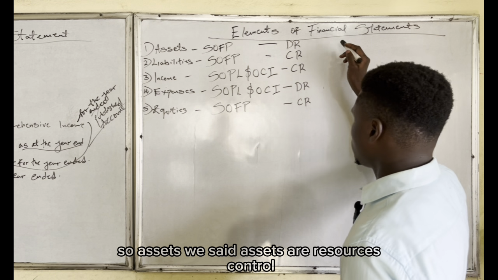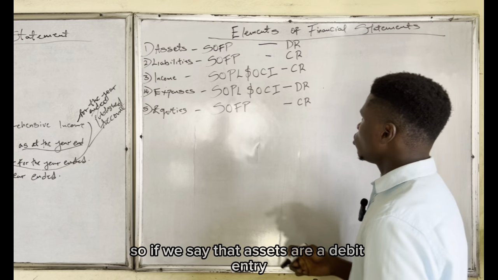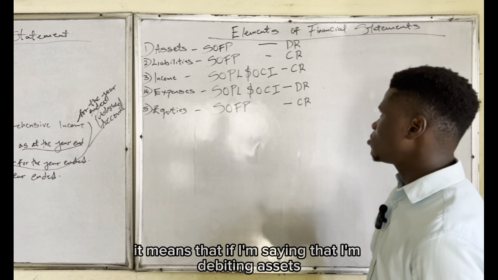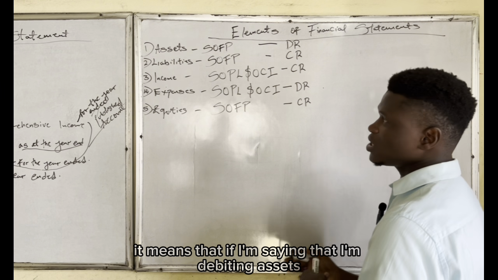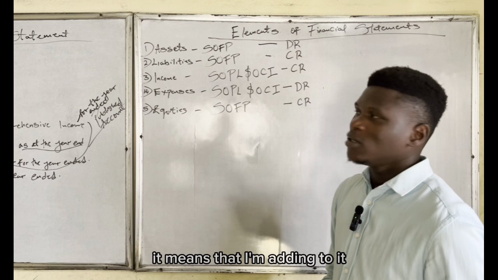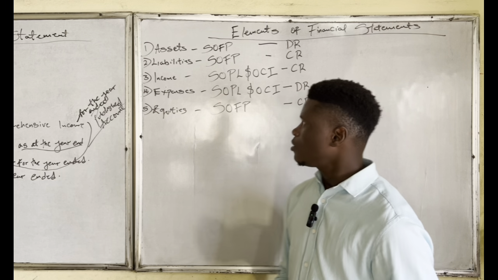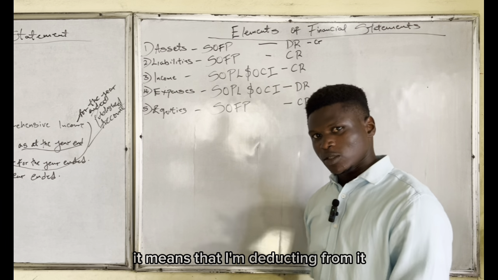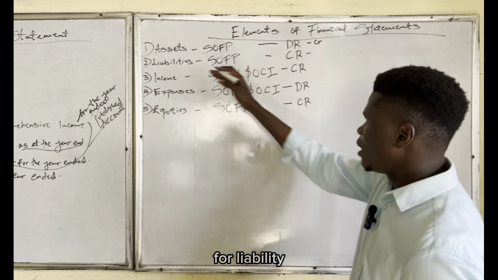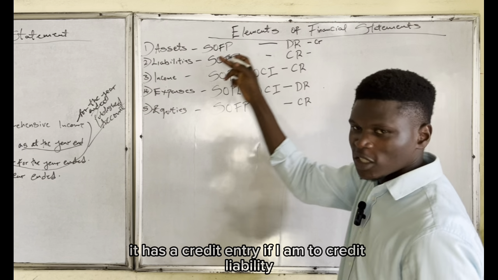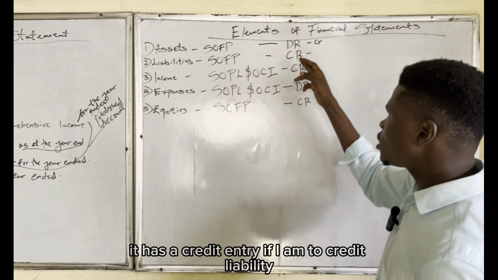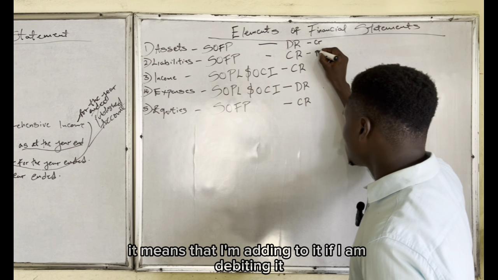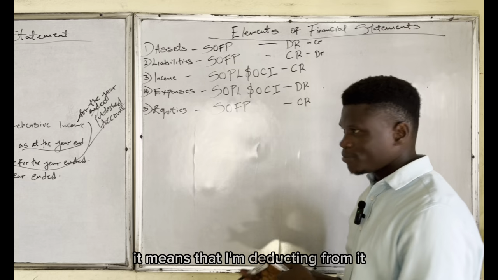So assets, we said, are resources controlled. If we say an asset has a debit entry, it means that if I'm debiting assets, I'm adding to it. If I am crediting it, on the other hand, it means that I'm deducting from it. For liability, it has a credit entry. If I credit liability, I'm adding to it. If I am debiting it, I'm deducting from it.